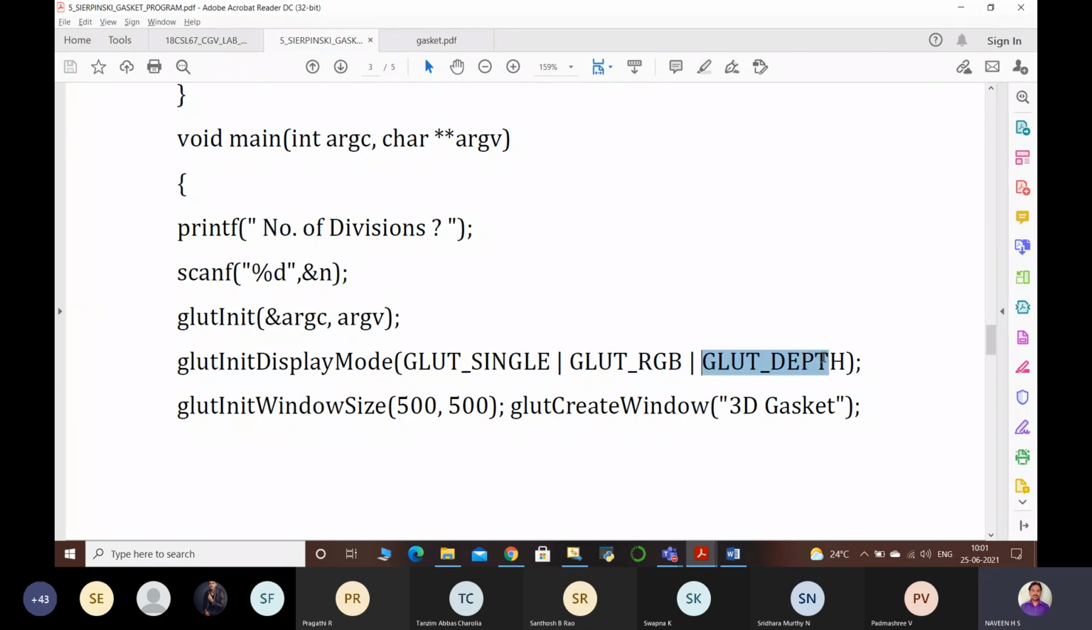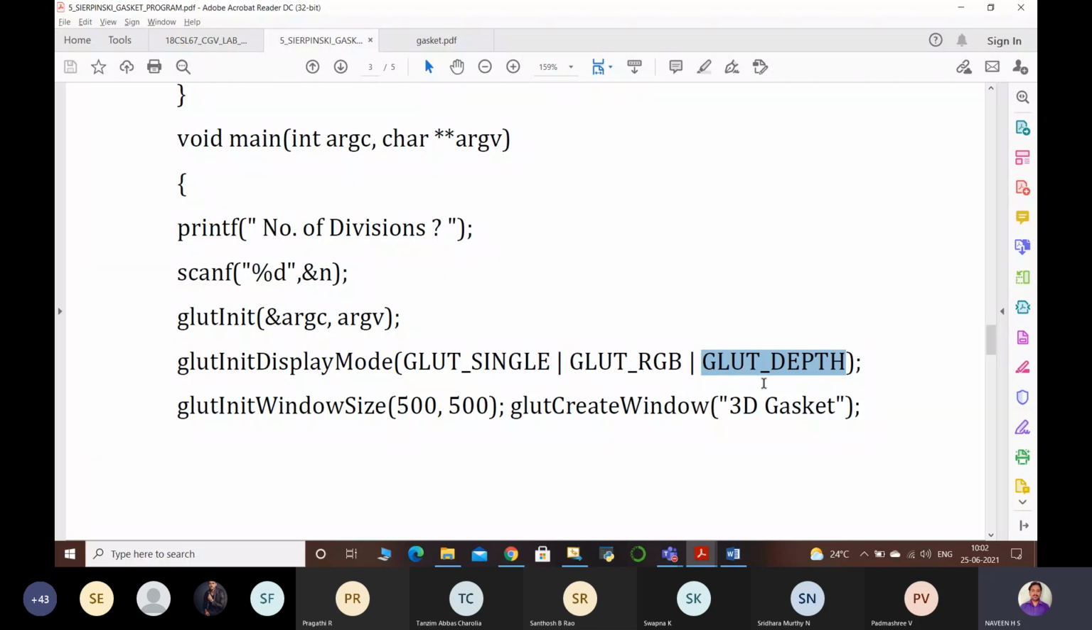But here one more constant is added, that is GLUT_DEPTH. So what is this GLUT_DEPTH? GLUT_DEPTH is nothing but to initialize your depth information, because as I'm dealing with my object in three-dimensional space, I have to calculate the depth information in order to show the invisible surfaces. So I need one more constant, or parameter, for my display mode function.